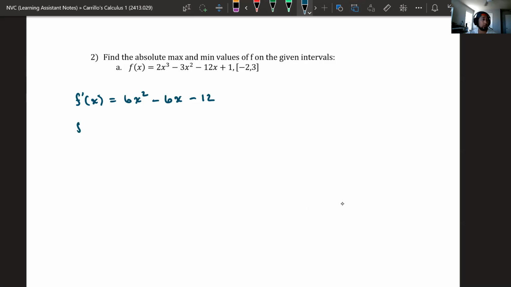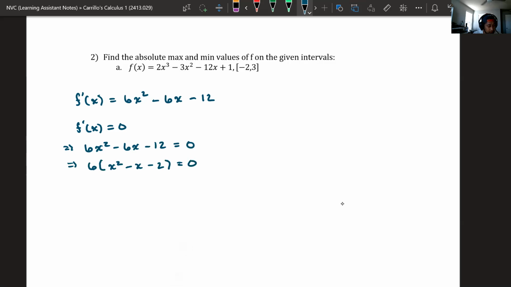Next is we take our derivative, set it equal to 0. Means we have 6x squared minus 6x minus 12 equal to 0. I have a common factor of 6. So we have 6 times x squared minus x minus 2 is equal to 0.